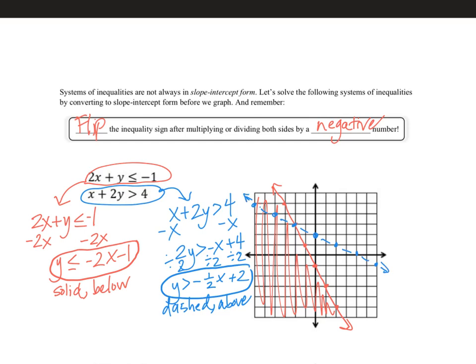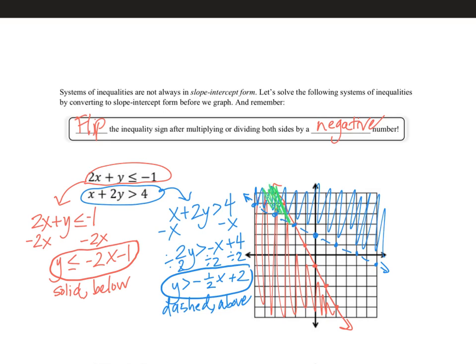And I am shading above. All right, guys, so I need to make sure that the region that is my answer is shaded in so that my teacher can see it.